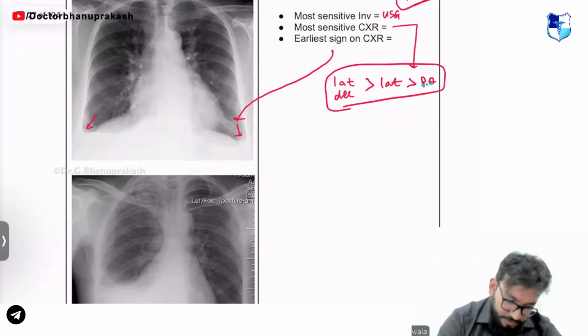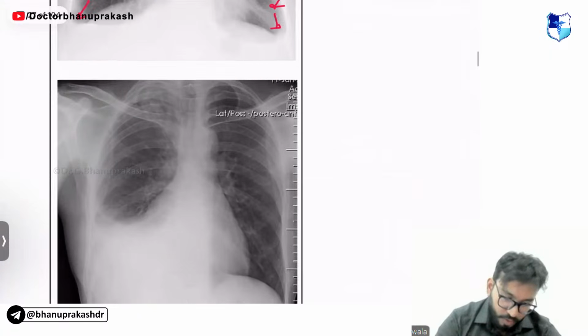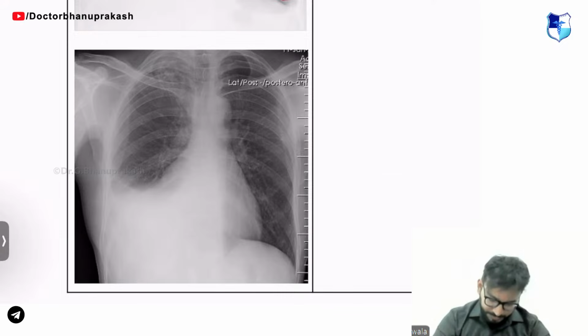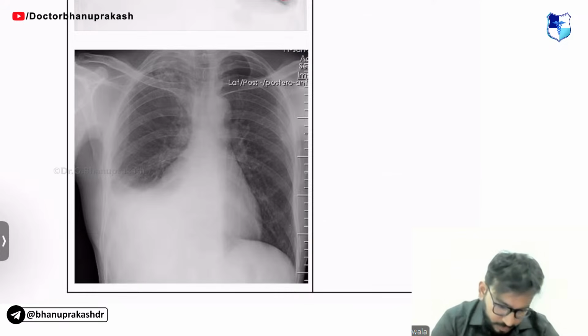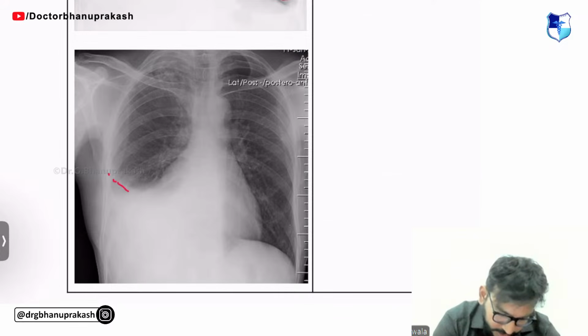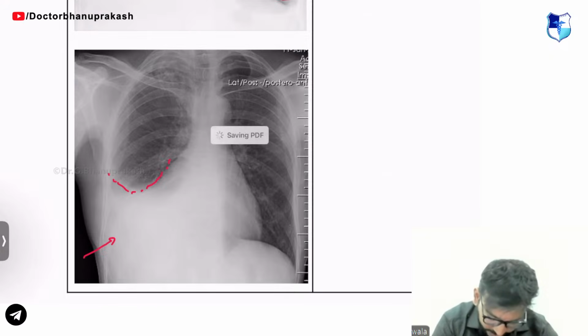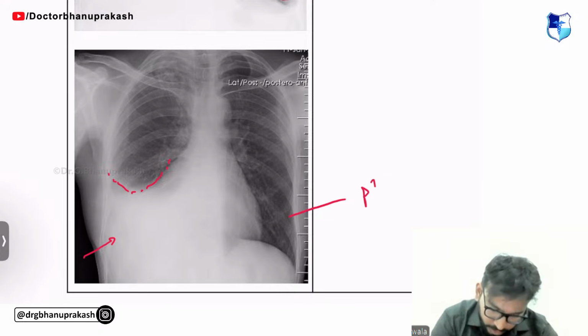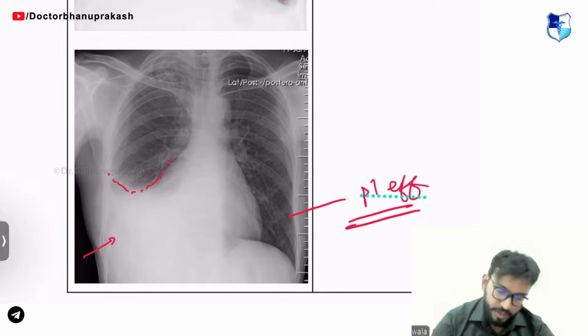Okay, look at this, guys. What is this? Can you see the CP angle? What is this, guys? Come on. Yes, this is also pleural effusion, guys.